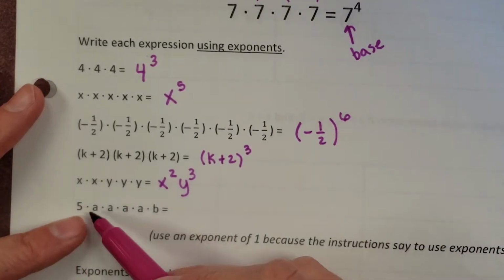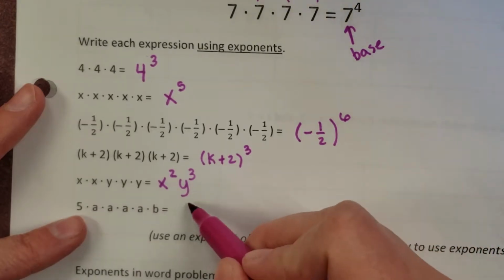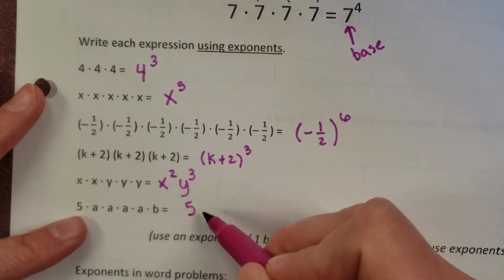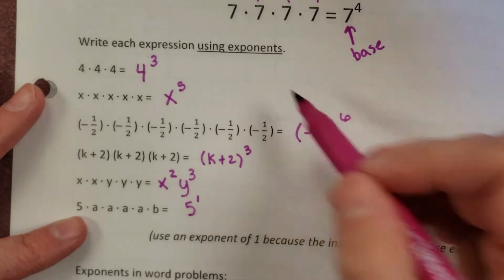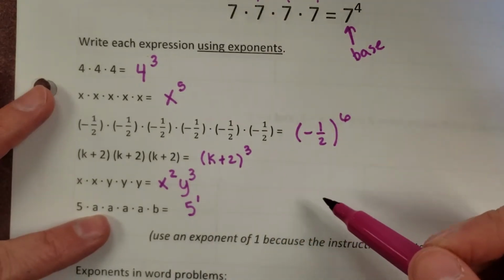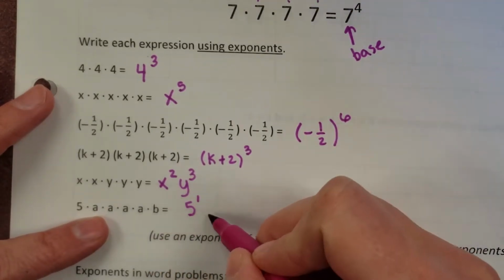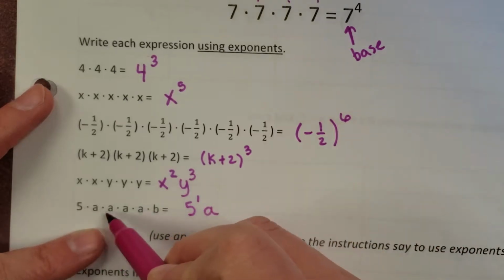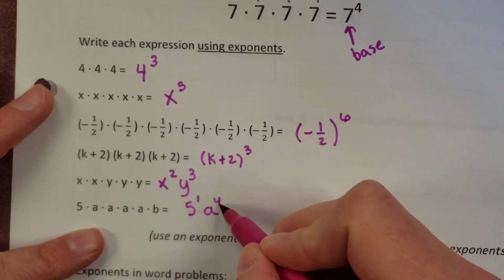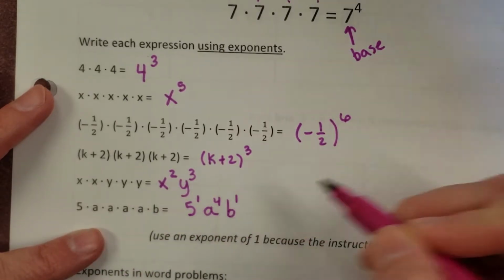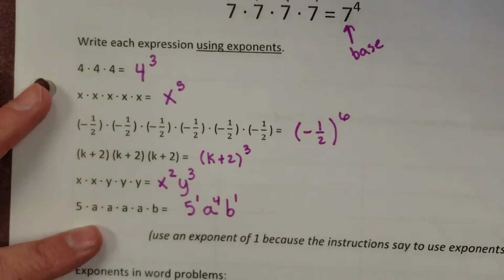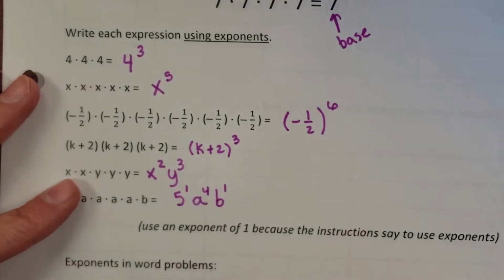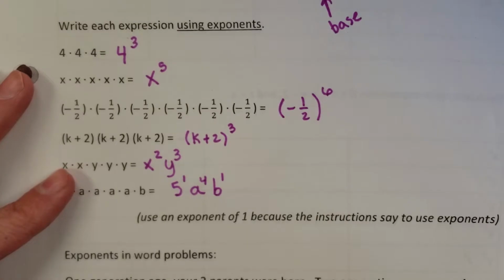Sometimes too, you will have numbers mixed in. Those always come first. So there's our 5. There's only one of them. Because the instructions say to use exponents, I'll use an exponent. We wouldn't normally do that. That's kind of silly. But we're following rules here. 1, 2, 3, 4. And a single b. So again, I'll use that exponent of 1 because the instructions say to.